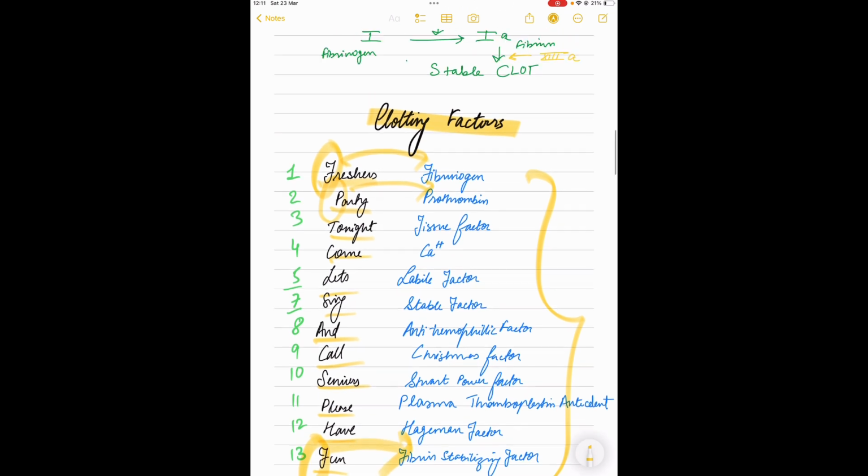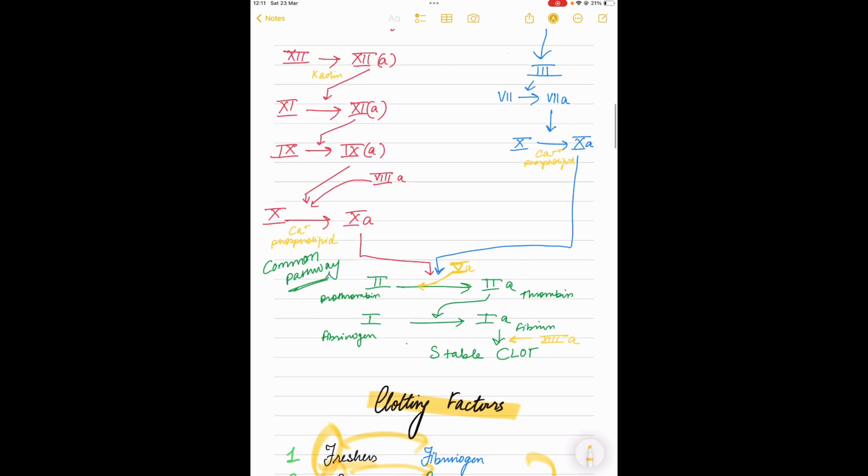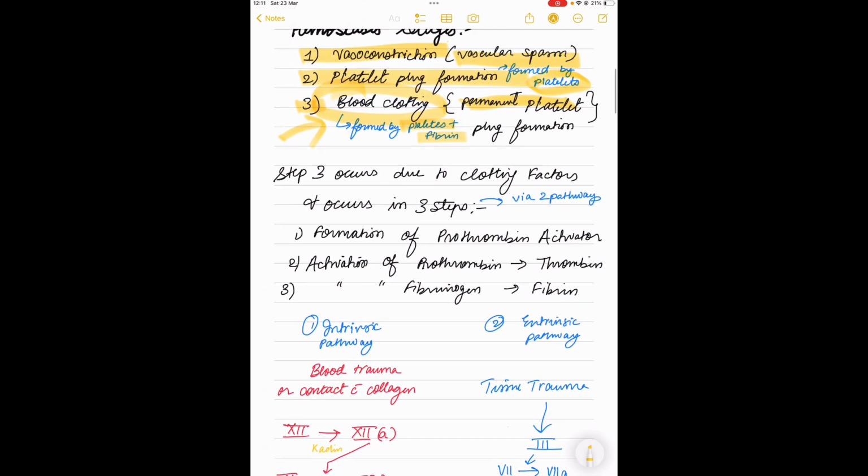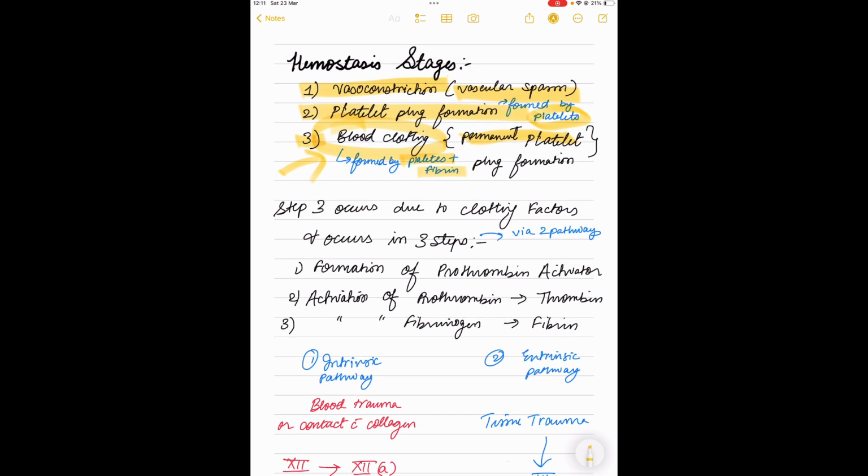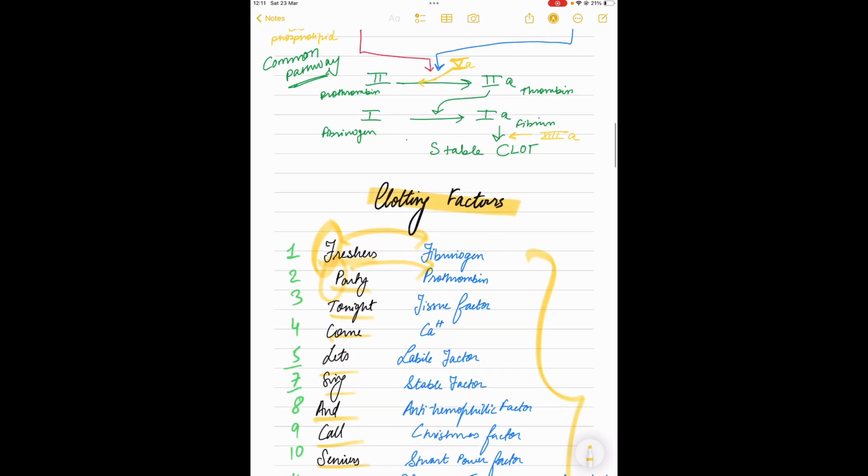Having discussed the clotting factors and the names, now I'd like to take you guys through the steps of blood clot formation, or the permanent platelet plaque formation. The first step is formation of prothrombin activator. Now how does this proceed? Prothrombin, as I said, the second factor, needs to be activated.